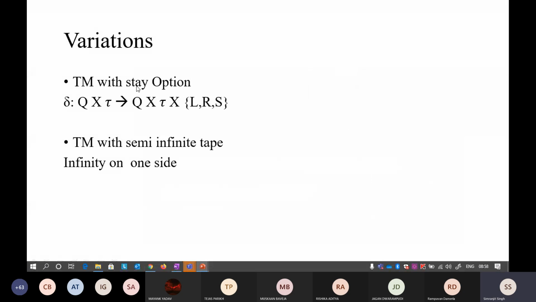Okay, so the first variation that is also defined here is the Turing machine with stay option. Exactly what is happening here? The transition symbol changed. There is only one new symbol, that is your stay. Most of the time you will see a state, and then there is anything on the tape that you want to read or write.